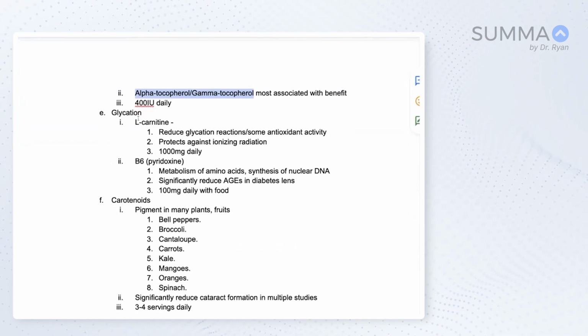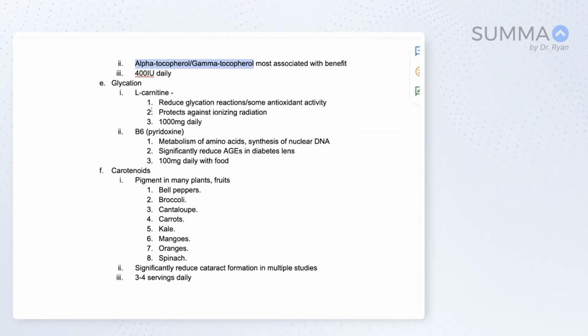Glycation. And so L-carnitine, I'm a huge fan of this. It has been shown to really reduce glycation reactions, also has some antioxidant activity, and really seems to protect against ionizing radiation from ultraviolet light, or in certain workplaces, of course. Taking 1,000 milligrams daily can help.